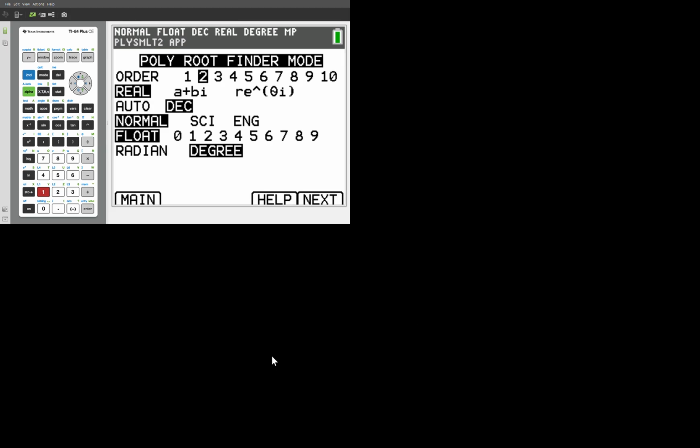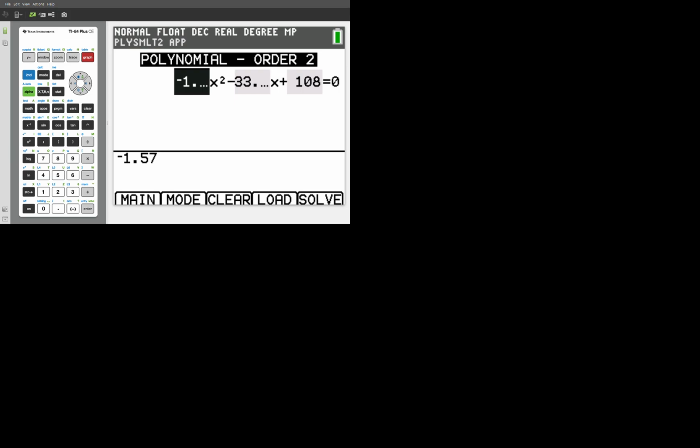Now, you can see these little tab-like things that say main, help, and next. And the next should be roughly over the button graph. So you want to hit graph, and then you're going to come up to a polynomial second order. I am going to show you, I just cleared it so that it looks more like what yours may look like.